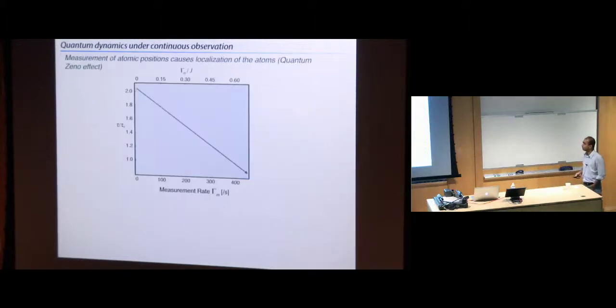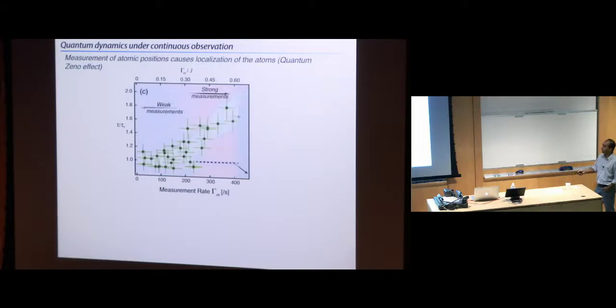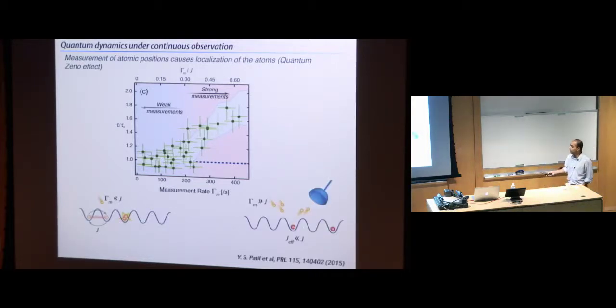And the actual experiment showed that the lifetime of the atoms, as we increase the measurement rate, became longer and longer. The atoms became more and more stable. Classical intuition is obviously wrong here, because what is actually happening is that as we measure the position of the atoms more and more frequently, we keep localizing the atoms back into their original lattice site.